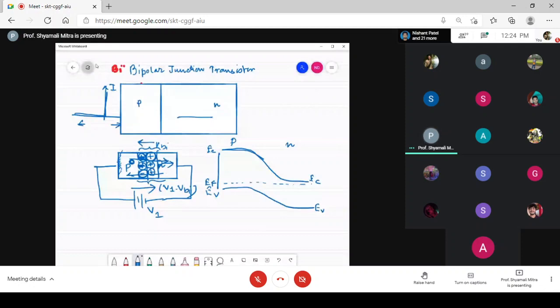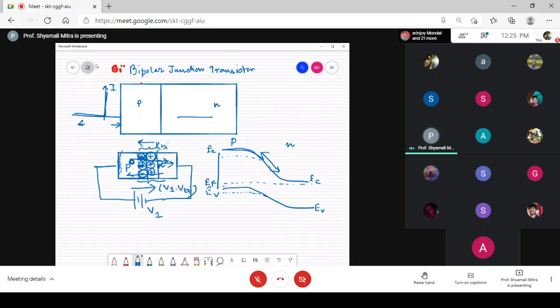Because the barrier potential, this amount, is being lowered, this will move down, and this will move up. So what is actually happening here? More and more hot electrons will find their way. If we draw the Boltzmann approximation here, you will see that more and more electrons and holes will now be able to cross the junction and thereby achieve what is known as the steady state.